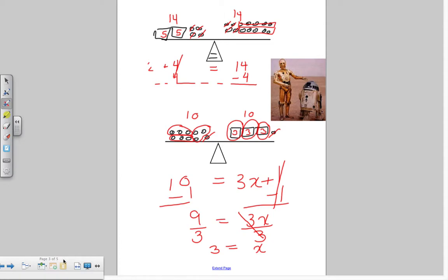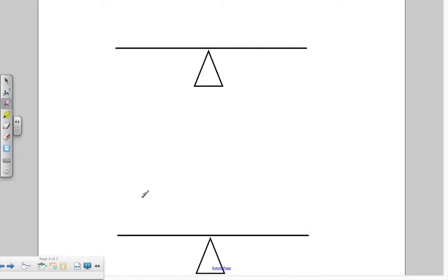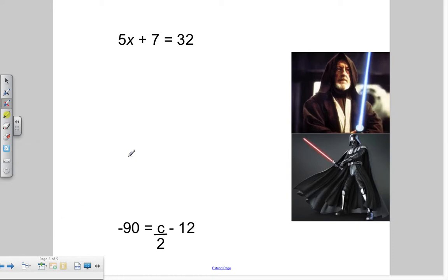Okay, let's go on to the next page and see what we've got here. We've got some more, but I think it's time for us to move on to Obi-Wan and Darth Vader. So, what words of wisdom might they have to say? Well, Darth Vader will tell you this. Ready? You don't know the power of the dark side. You don't know the power of the dark side, and that's why Obi-Wan is going to tell us that we need to really know how to do this equation so that we can overcome the dark side of the Force.